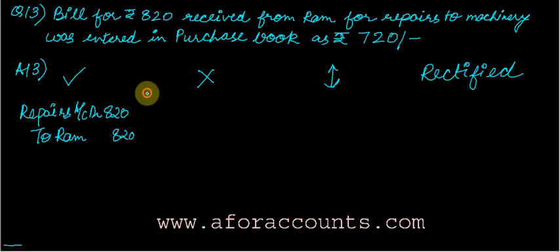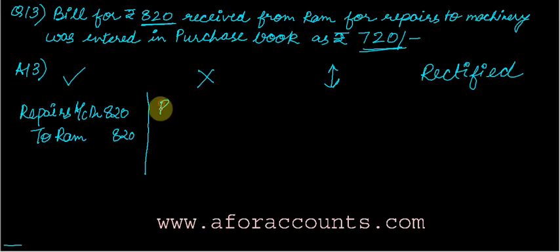Now remember that whenever you find two different amounts in the question, 820 here, 720 here, always write the amounts also while you are passing the right, wrong, reverse and rectified entry. I'll tell you why. Now the wrong entry, I have put it in my purchase book.